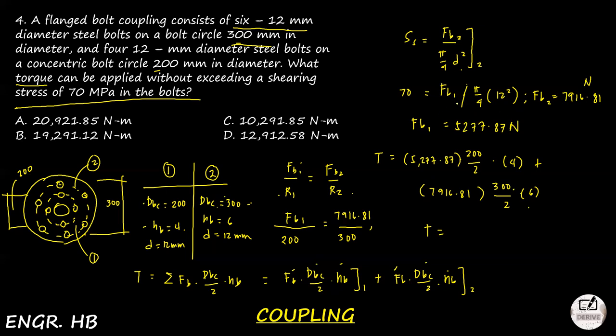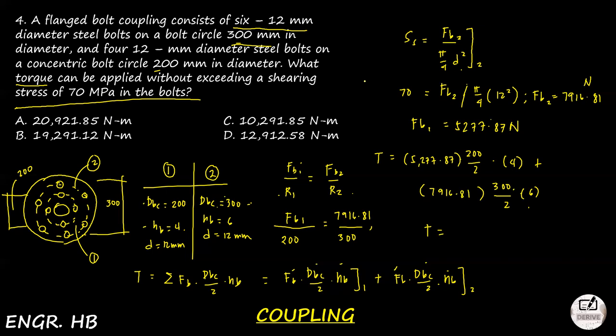7916.81. So dito tingnan natin ulit si FB2. San tayo nagkamali guys? Wait lang guys. So ang FB2 natin is 70 times pi divide 4 times 12 squared. So, tama, 7916.81. So, para makuha naman si FB1, times 200 by 300. So, that was 5277. So, correct naman siya.